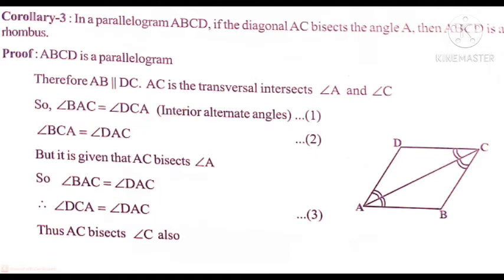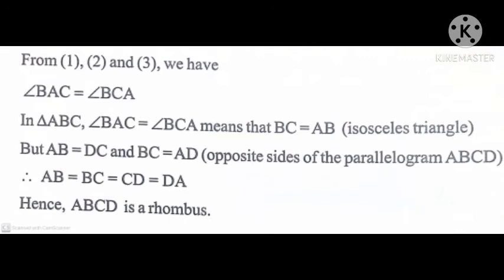Thus AC bisects angle C also. From 1, 2 and 3 we have angle BAC is equal to angle BCA. In triangle ABC, angle BAC is equal to angle BCA means that BC equals AB. That is an isosceles triangle. But AB equals DC and BC equals AD since opposite sides of the parallelogram ABCD. Therefore, AB equals BC equals CD equals DA. Hence, ABCD is a rhombus because in a rhombus all sides are equal.